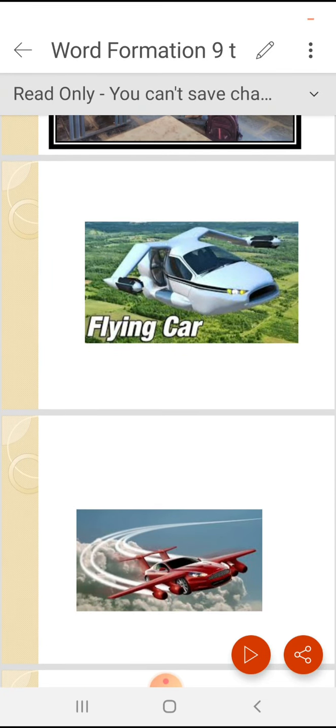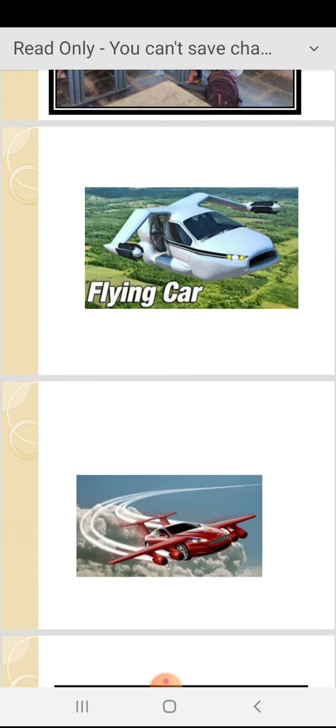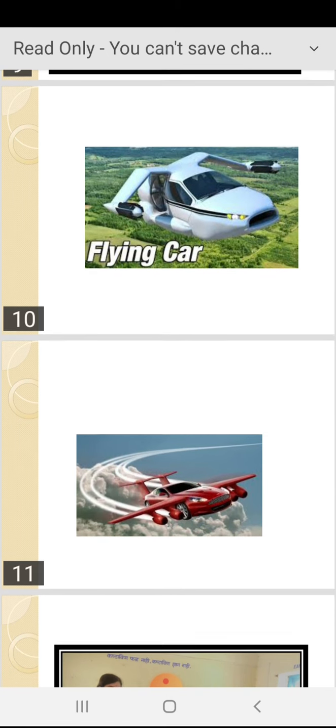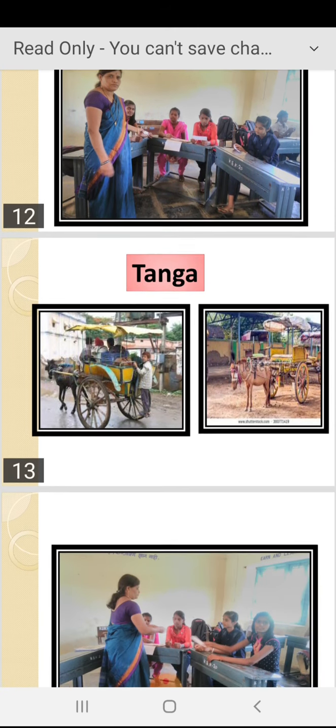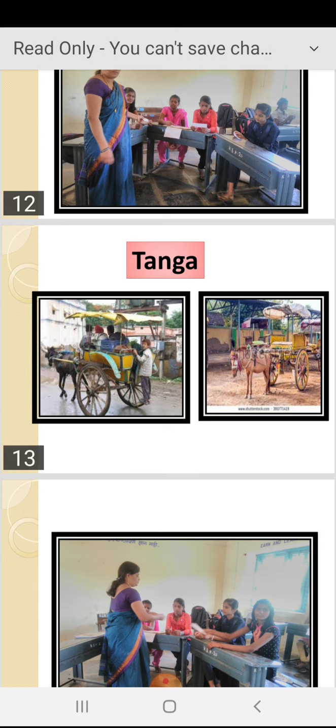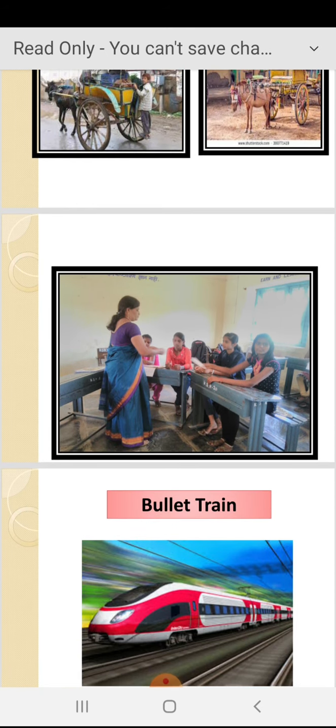See this picture? The flying car. Where do we put it? Who will tell me? Very good. Flying cars do not exist now. In the ancient times also they did not exist. So we can put it into futuristic. Very nice. Again, here you have shown a flying car. This is also in futuristic. Tanga, where can we put it? Yes, ancient days. Very nice.